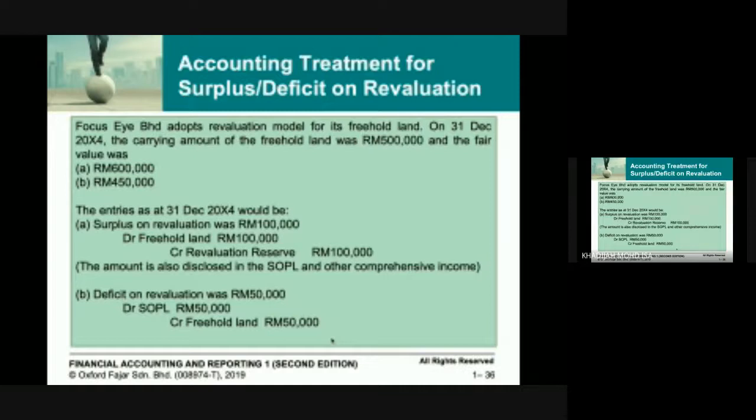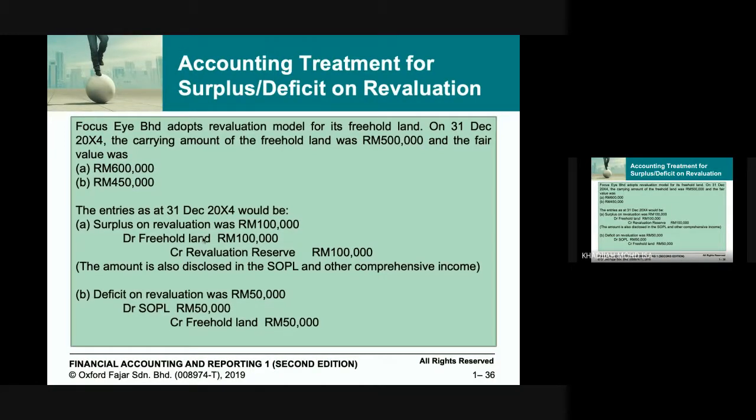All right, so you had the 500,000, now you have a surplus revaluation. When there's a surplus revaluation, it means that the value of the land has now increased to 600,000. So the difference is 100,000, right? So for the increase, you debit your freehold land 100,000. Land initially was 500,000, now you debit another 100,000. So now the value of the land is 600,000. But you also have to put that into revaluation reserve of 100,000.